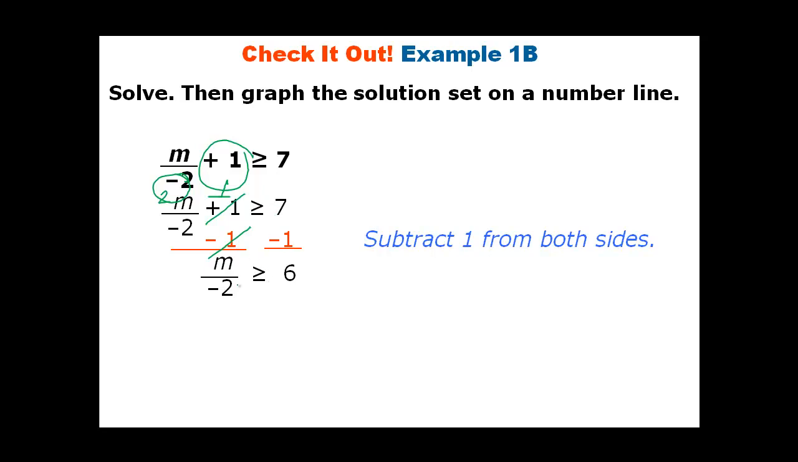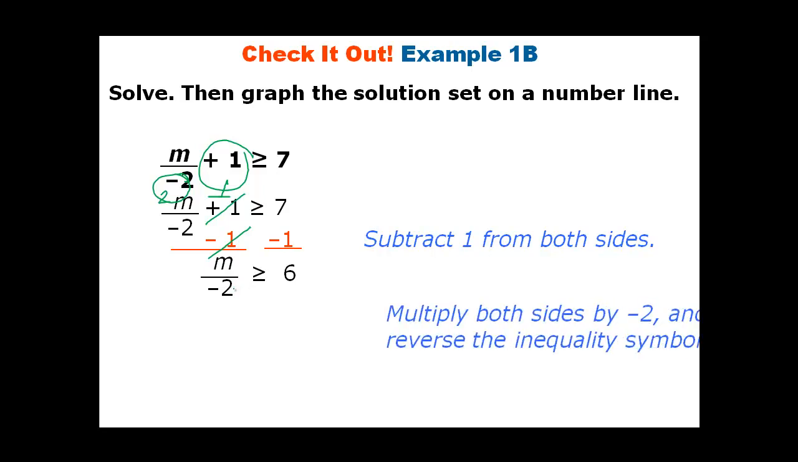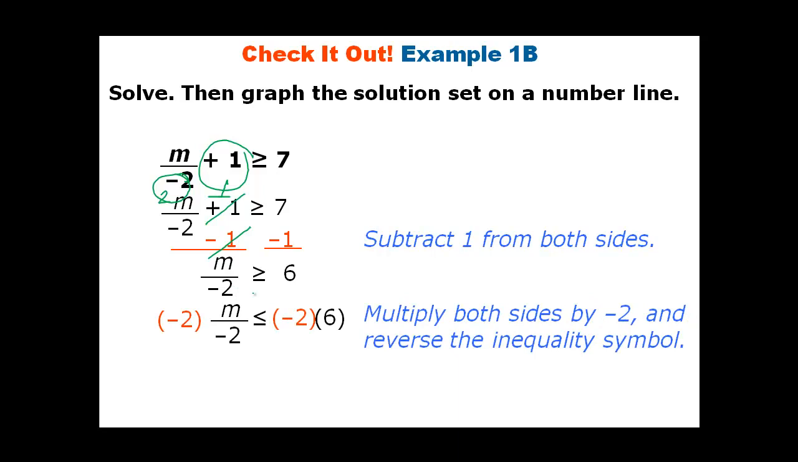I need now to remove negative 2. How will we remove negative 2? By multiplying by negative 2 on both sides. Let's multiply. When I multiply by negative 2, it will go out with negative 2. Remaining is m. And negative 2 multiplies 6 is negative 12. When I multiply by a negative, is it normal? No, we need to reverse the inequality symbol.